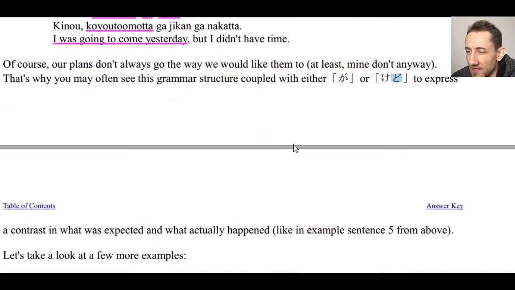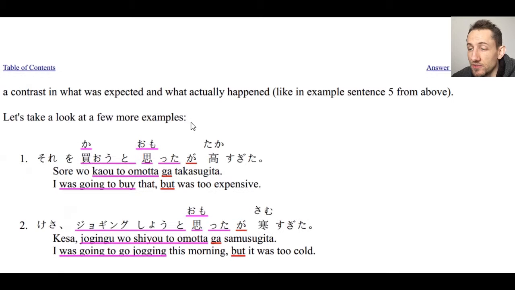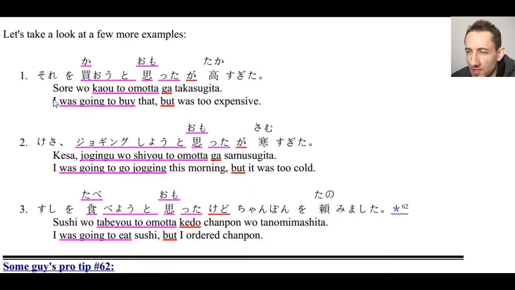So we're going to look at using ga and kedo to show a contrast, much like we would use but in English. So let's see, number 1. それを買おうと思ったが高すぎた. So I was going to buy that, but it was too expensive. Number 2, 今朝ジョギングしようと思ったが寒すぎた. So I was going to go jogging. ジョギングしようと思ったが寒すぎた. It was too cold. 寒い is cold, so 寒すぎた. Too cold. And number 3, 寿司を食べようと思ったけどちゃんぽんを頼みました. So I was going to eat sushi, but I ordered champon.